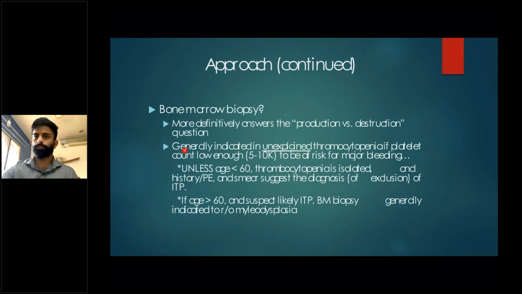So it's generally indicated in unexplained thrombocytopenia if the platelet count is low enough to be at risk of major bleeding. Unless the age is less than 60, the thrombocytopenia is isolated, and history or physical examination support the diagnosis of exclusion of ITP. So if ITP is suggestive, then you need not go for bone marrow. If age is greater than 60 and ITP is suspected, bone marrow biopsy is generally indicated for myelodysplasia. So greater than 60, because myelodysplastic syndrome is a disease of the older age group, you have to go for bone marrow biopsy to form a definitive diagnosis of myelodysplasia. If it's not there, then you can consider ITP. But ITP is usually suspected in the younger age group, usually around 20 to 30 years of age.